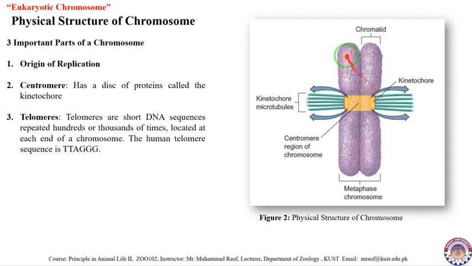The third important region is the ends of the chromosomes. The ends of the chromosomes are called telomeres, and they are made up of DNA sequences, and certain sequences are repeated thousands of times in their telomeric regions. For example, in the human DNA, the telomeric region consists of thousands of repeats of specific sequences T, T, A, G, G, G.